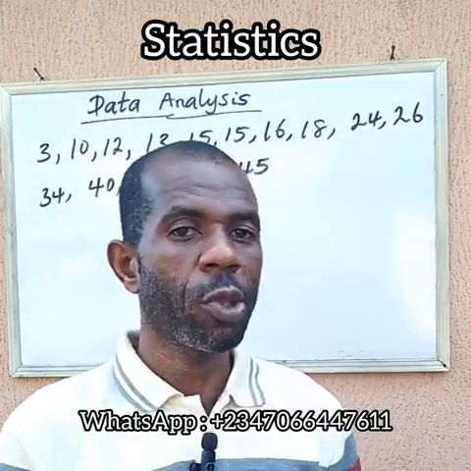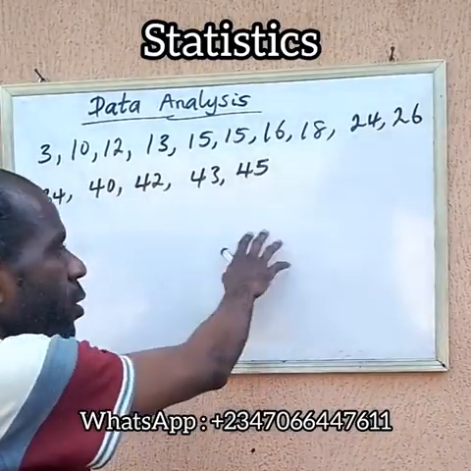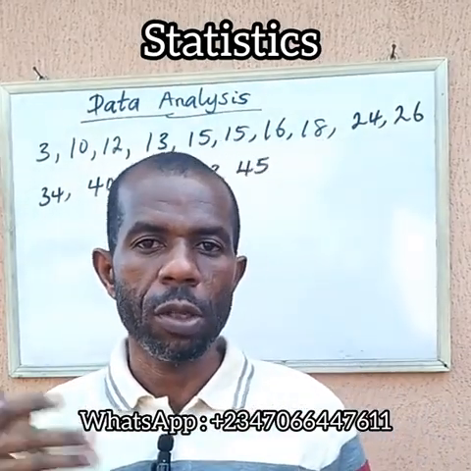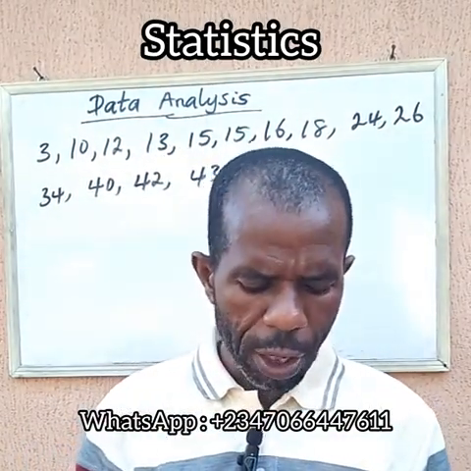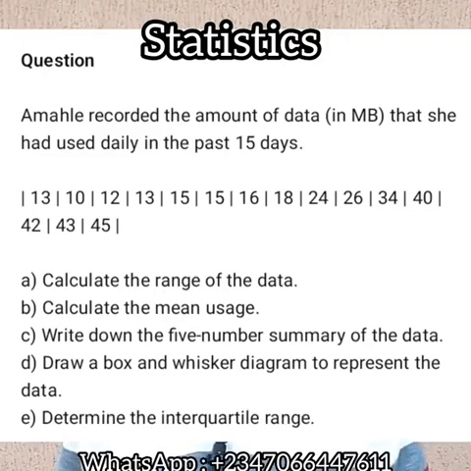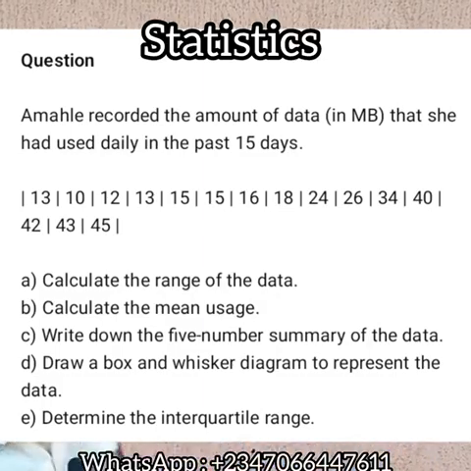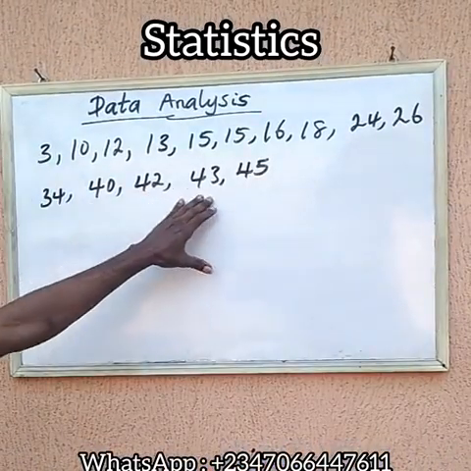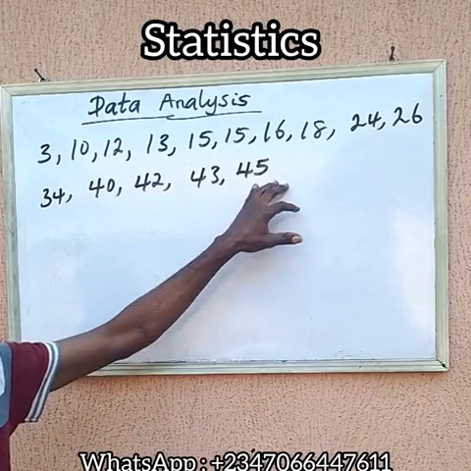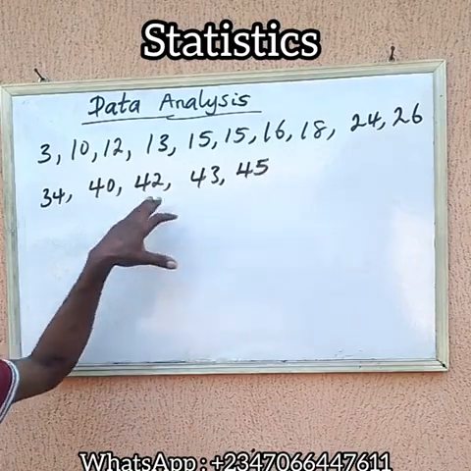Because of the limited space I have on the board here, I cannot write the whole question on the board. So I will display the question on the screen so that we solve the question accordingly. Now look at the question here. It says, Amalin recorded the amount of data in MB that she had used daily in the past 15 days. So we have this data here. So this is how she uses her MB or data daily.